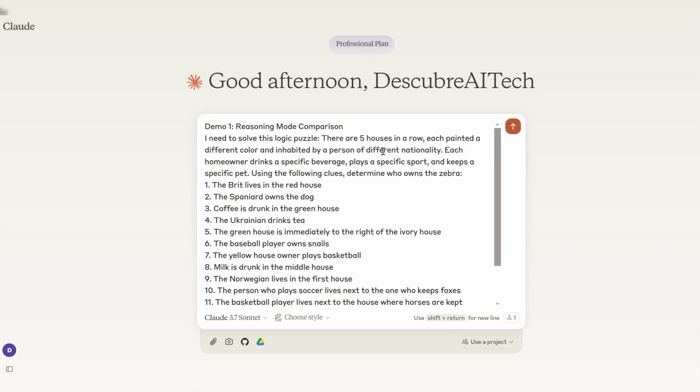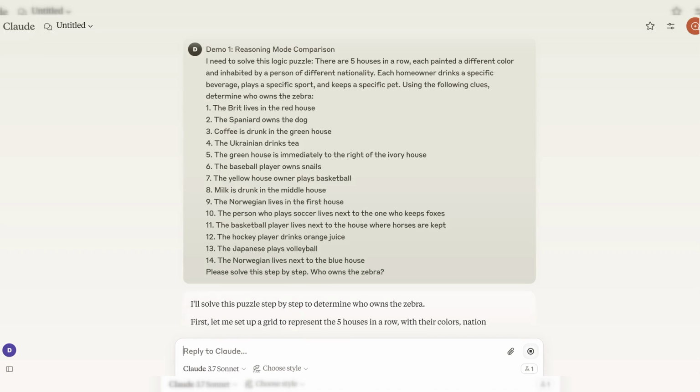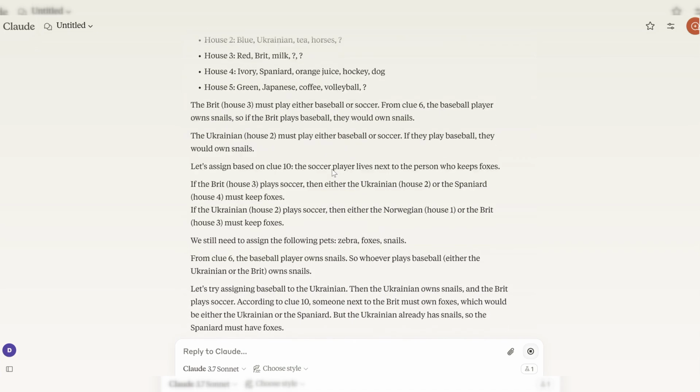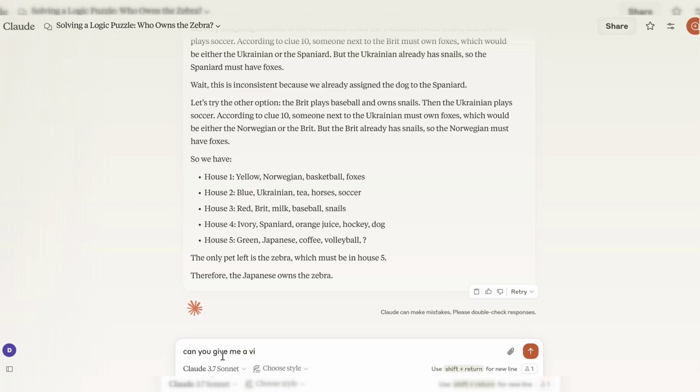This is the classic zebra puzzle, sometimes called Einstein's riddle. It requires tracking multiple variables across 5 houses to find who owns the zebra. Notice how Claude breaks this down methodically, tracking each constraint and building a solution step by step, just like a human detective would.